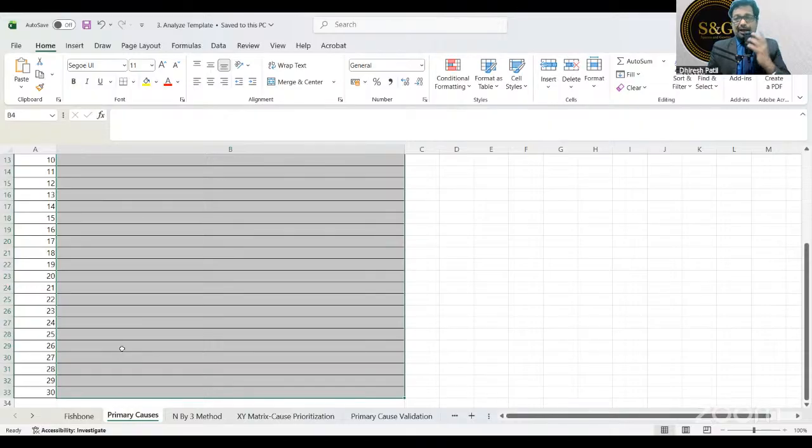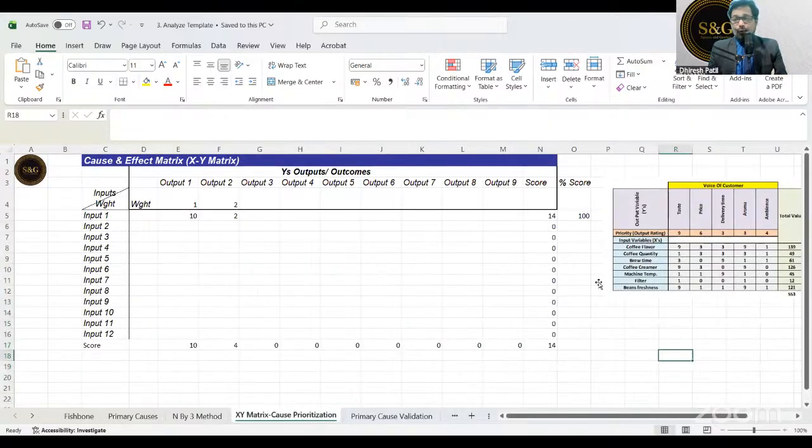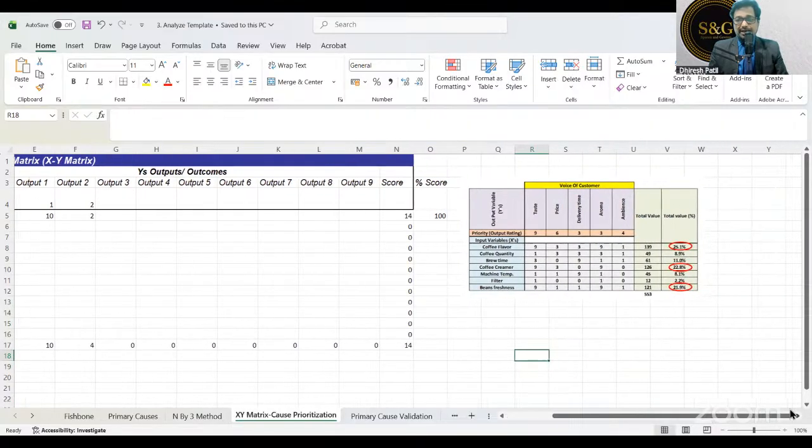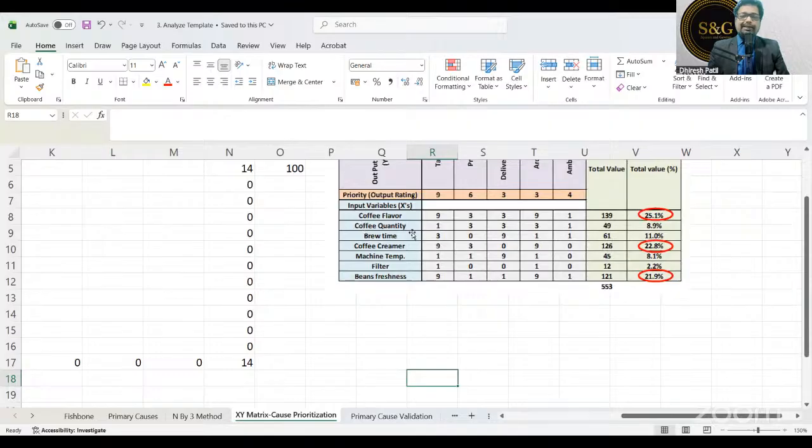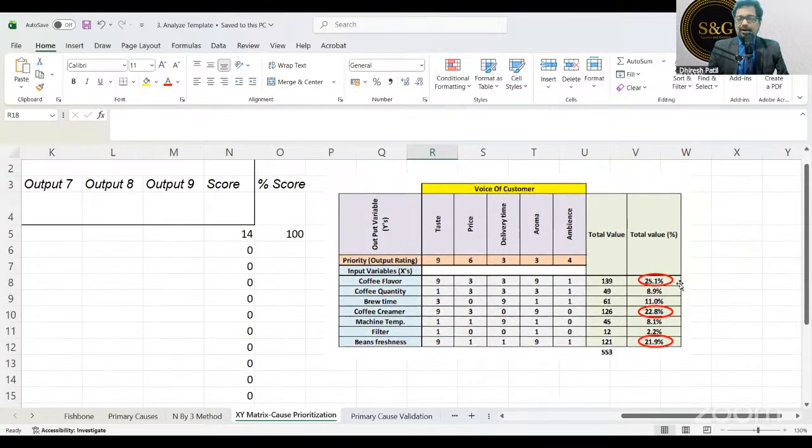Now, for prioritization, one thing is the XY matrix, which we already know. This is an amazing tool for prioritization, which we already spoke of, right? Whichever X has the maximum number, for example, let me show you this example. Look at this. In this case, coffee flavor is having 139 marks, coffee creamer is having 126, and beans freshness is next. So these are the critical X's. So you can implement the XY matrix. This is one way of finding out the critical factors, critical causes.